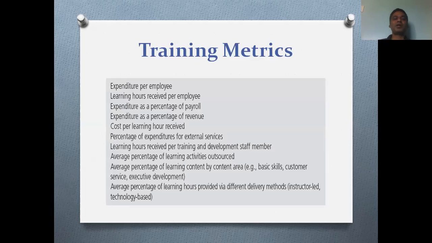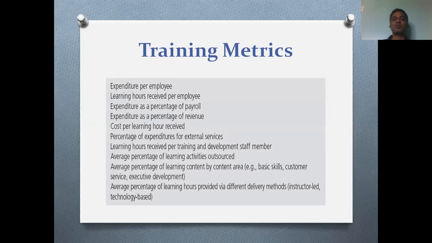Then coming to the training metrics, what are the different training metrics or training measurements which have been focused on now? The first one is expenditure per employee. What is the expenditure you're getting on each employee, and learning hours received per employee, and expenditure as a percentage of payroll as a total compensation. What is the training expenditure, and what is the expenditure as a percentage of revenue?